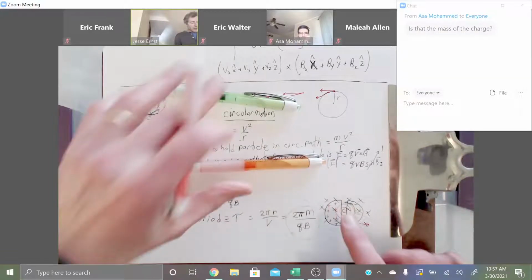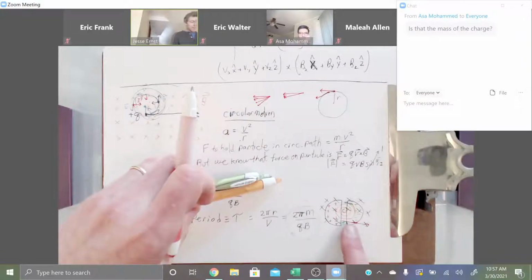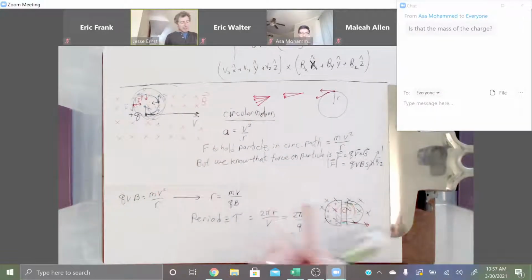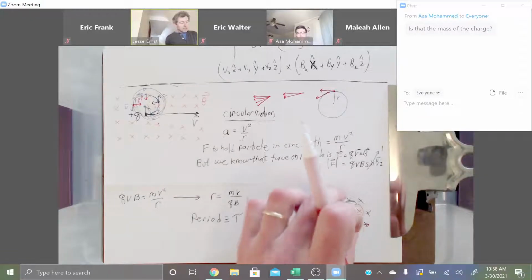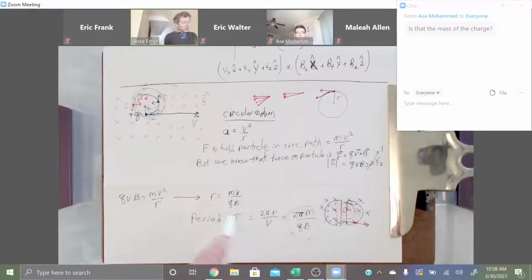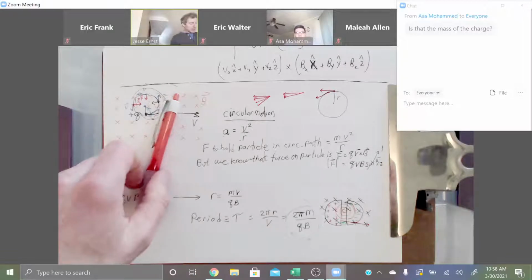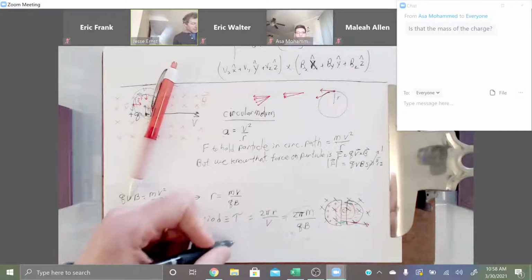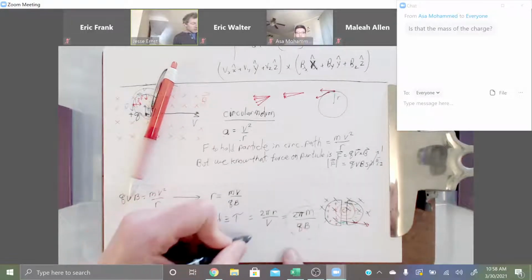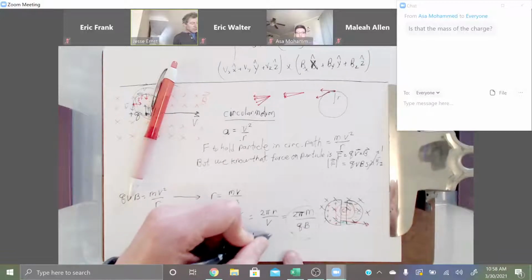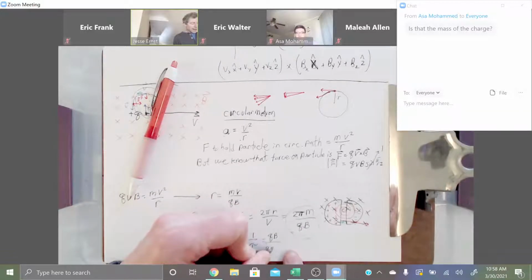So modern accelerators don't function this way, but there are simpler designs to get larger energies. But at least early accelerators took advantage of this fact that the period was independent of how fast the particle was moving. Okay. And then, of course, if this is the period around, the frequency, which is known as the cyclotron frequency, is obviously just 1 over T, which is qB over 2 pi m.